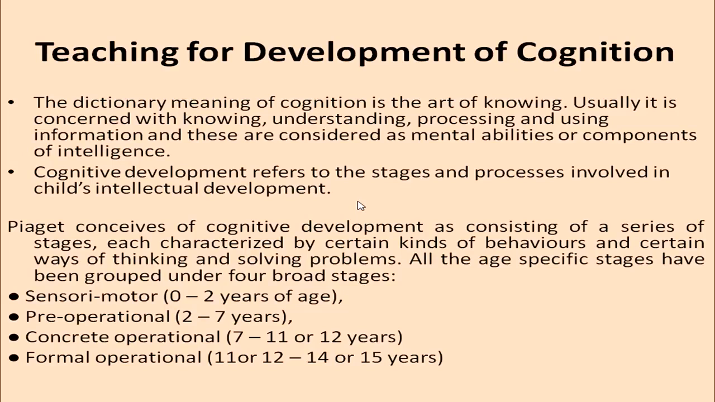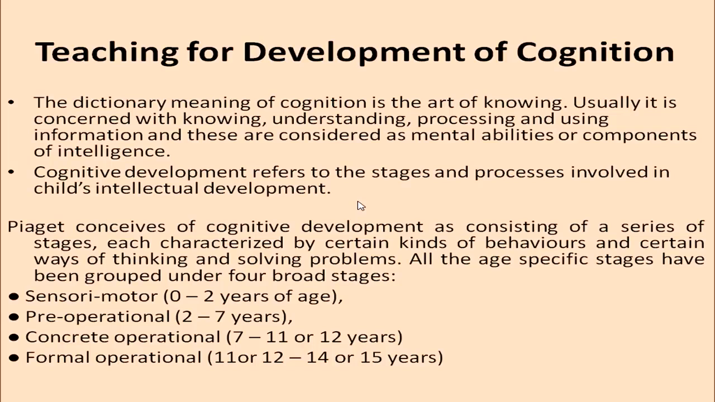Usually, it is concerned with knowing, understanding, processing and using information, and these are considered as mental abilities or components of intelligence. To cognize means to know. Even activities like remembering and problem solving come under cognition. Cognitive development refers to the stages and processes involved in a child's intellectual development.